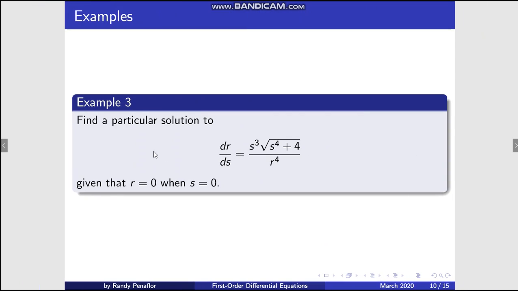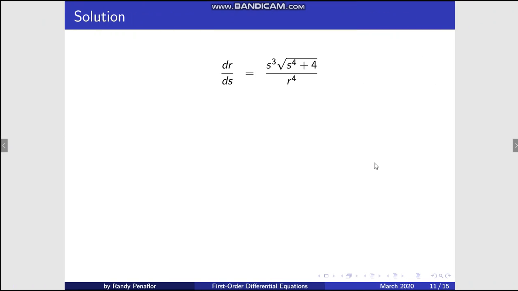Let us now proceed to example 3. Find a particular solution to dr over ds equals s cubed times the square root of s to the 4th plus 4 over r to the 4th, given that r equals 0 when s equals 0. Cross multiplying this, we get r to the 4th dr equals s cubed times the square root of s to the 4th plus 4 ds. Observe here that the variables are already separated, so we can now integrate each side.